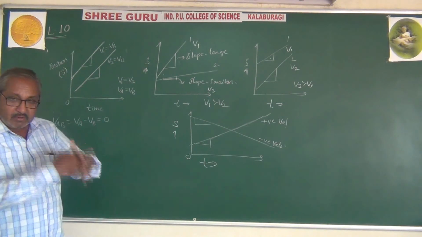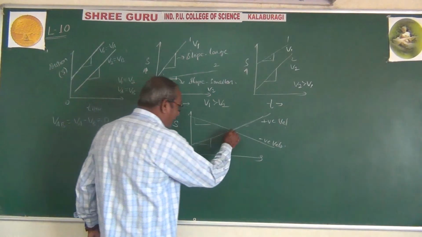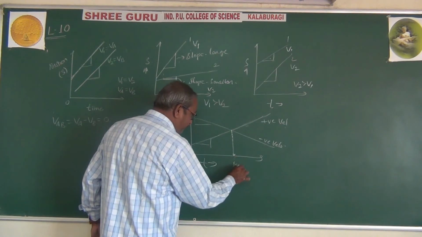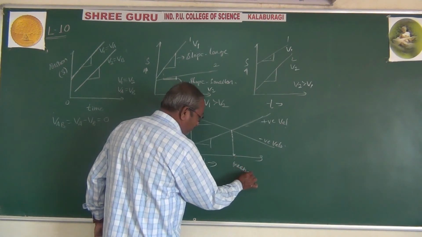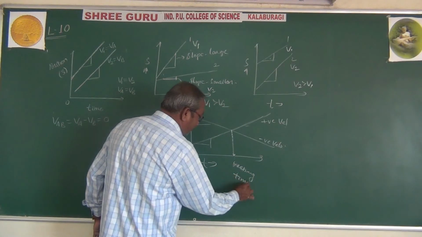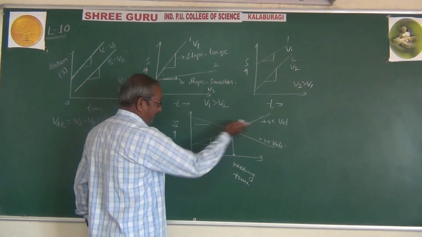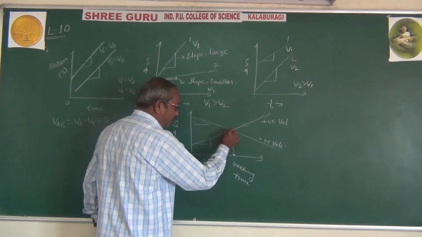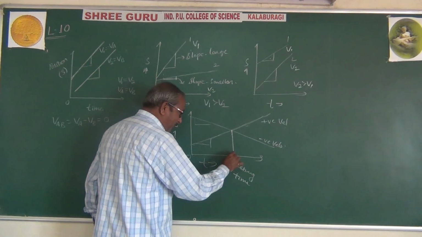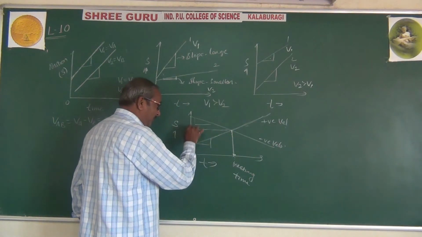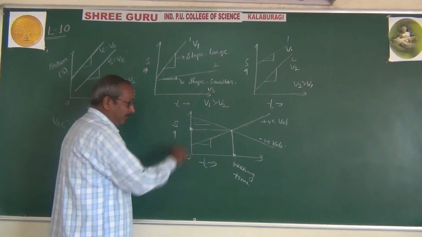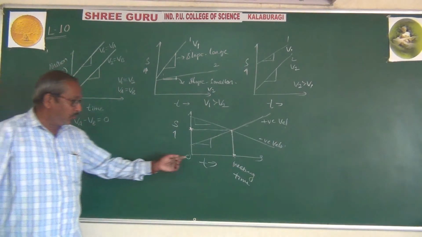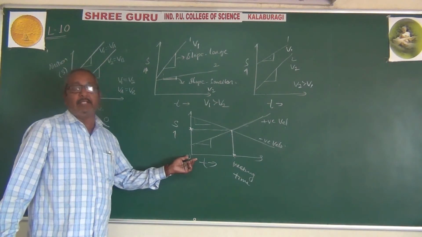And both the curves will meet at a point. They will cut at this position, and here we get the meeting time. That means one body is moving with so-and-so velocity and the other body with so-and-so velocity, and both will meet at this position. The meeting time will be here and the meeting position will be here. At what time will they meet? Both are starting from the origin.